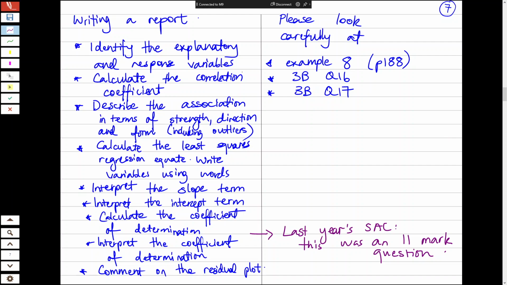So you'll want to refer to these 3 questions here. Question 16, they give you the report with boxes to fill in. Question 17, they just give you the information and you have to write the report yourself. Okay? All right. On that note, I think it's time for you to get ready for writing your report. So now's a good time to work on exercise 3B or continue working from where you're up to.